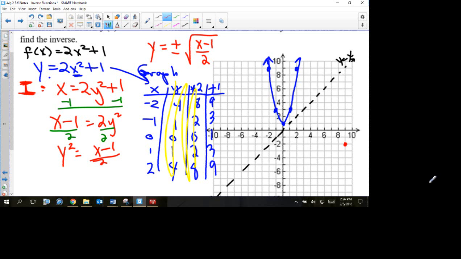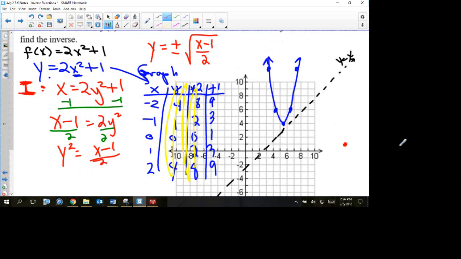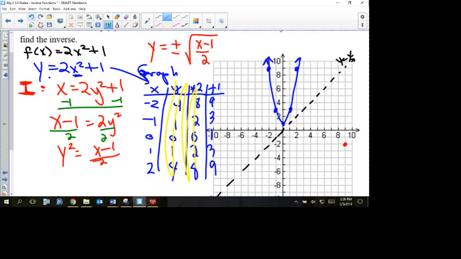9, negative 2. So instead of negative 1, 3, I'm going to graph 3, negative 1. So instead of 1, 0, I'm going to graph, I'm sorry, I said that totally backwards. 0, 1, I'm going to graph 1, 0. So we're going to graph all of these inverse ordered pairs. And it should look like it reflects over that y equals x line if you've done it correctly, which mine looks like it.